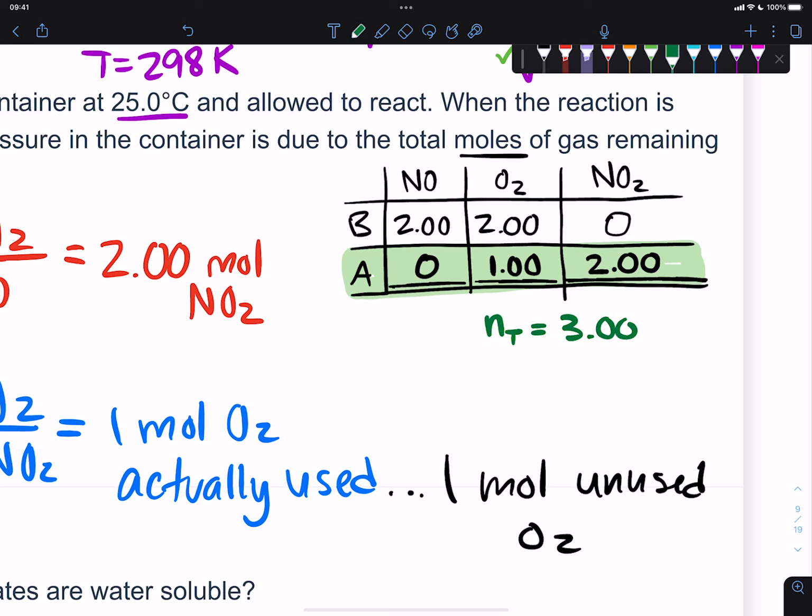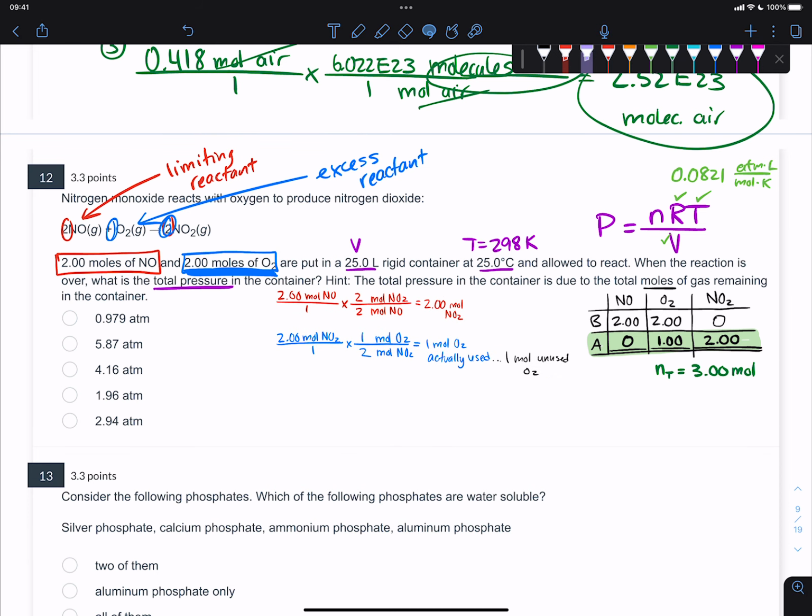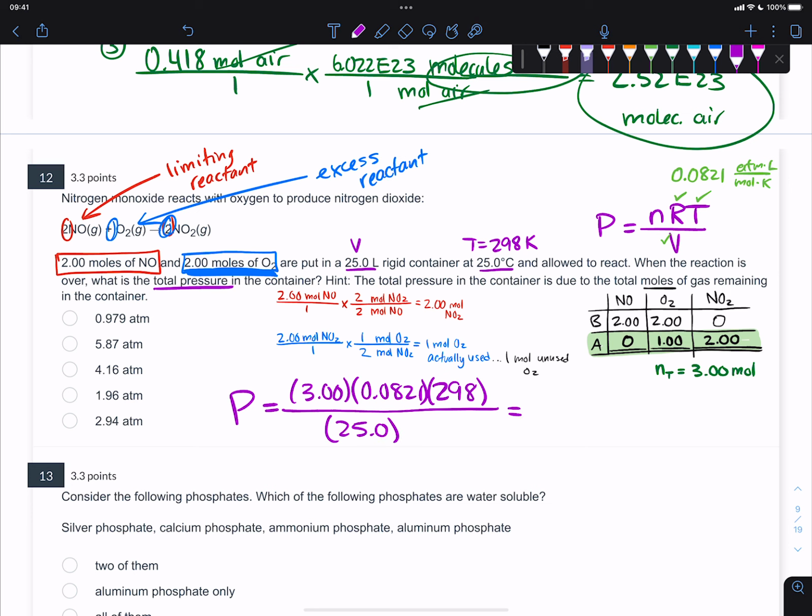So what that means is you can plug that into the ideal gas law equation, and you'll get that the pressure is equal to N, which is 3. We figured out that there are 3 moles. R is 0.0821. The temperature is 298 Kelvin. And all that divided by the total volume, which is locked in at 25 liters. And you're going to get 2.94 ATM. And that's how you get that answer.